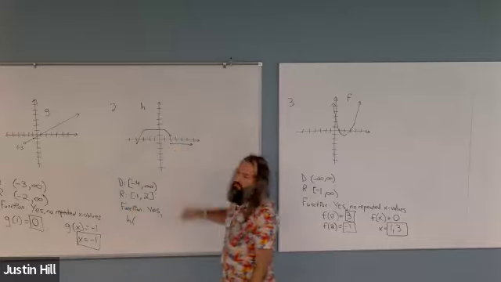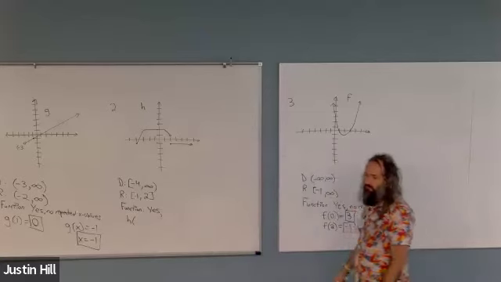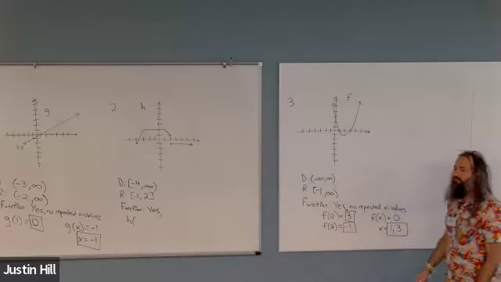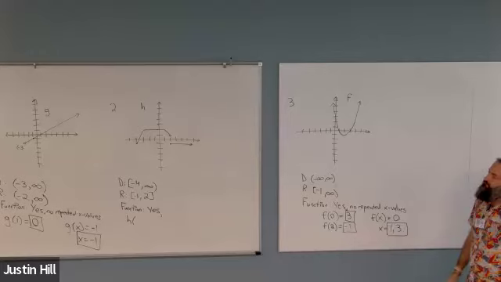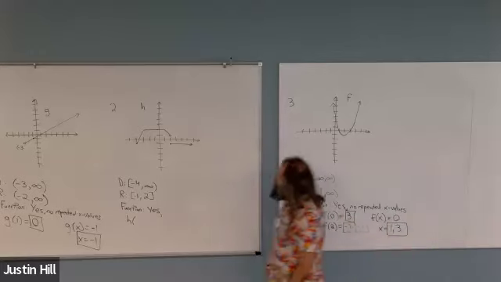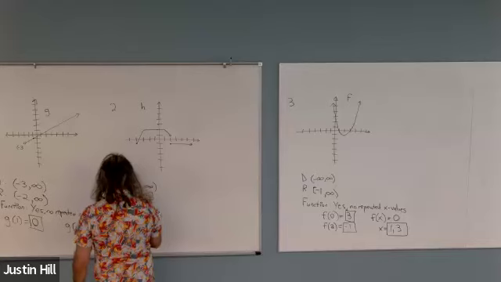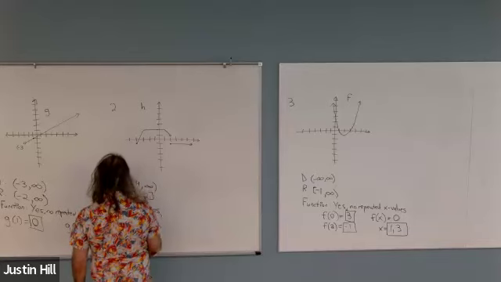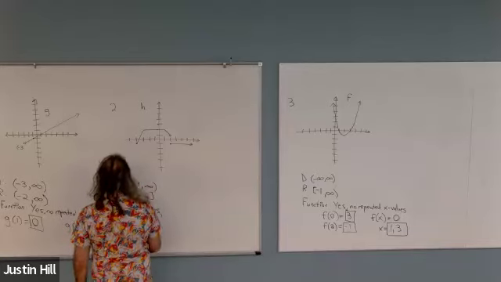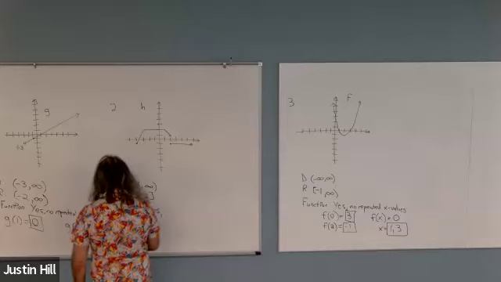If it was closed, then this wouldn't be a function. So let's do h of -3.